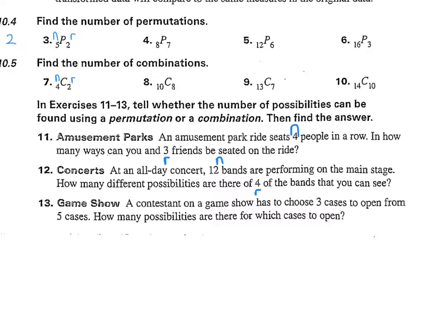And the last one, on a game show, a contestant has to choose 3 cases to open out of 5. How many possibilities are there for the cases to open? So does the order matter at all here? If it does, permutation. If it doesn't, do a combination. And again, here's your N, and there's your R.